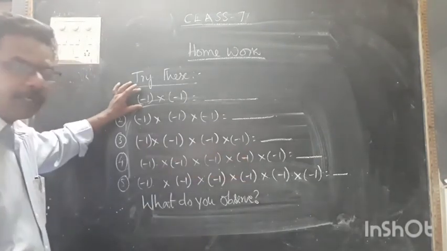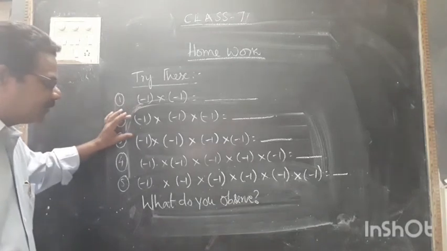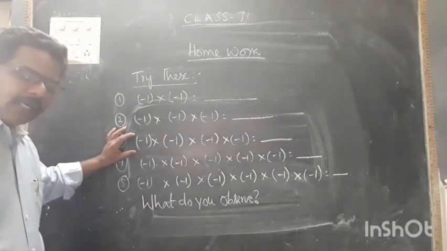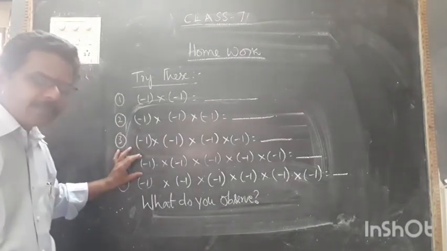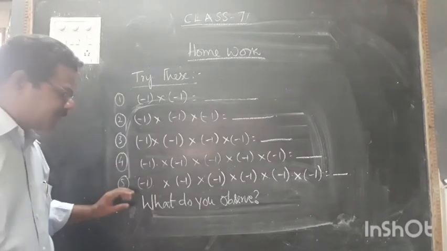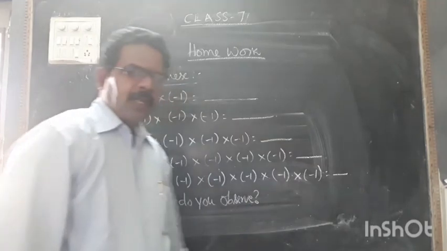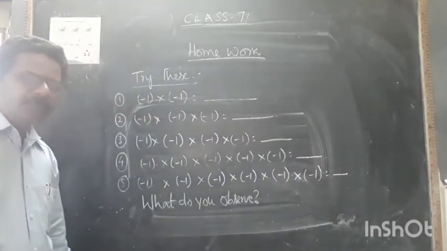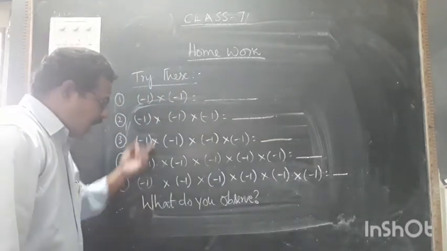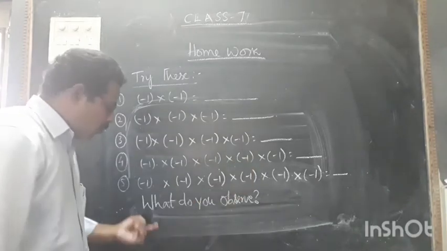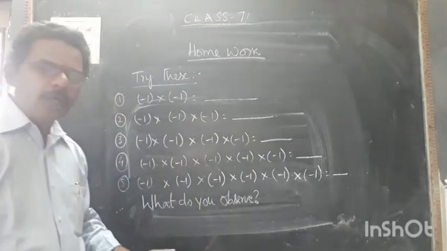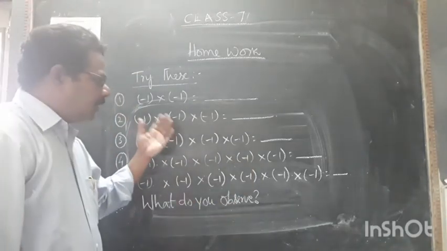Here we have done 2 times. Here 3 times. Here 4 times. Number is same. Here 5 times and here 6 times. Okay. So after multiplying, you have to write the answers here. Understand? So after finding the answers, what do you observe or what do you notice?